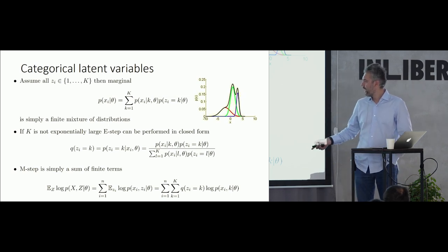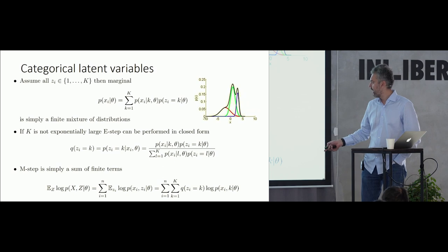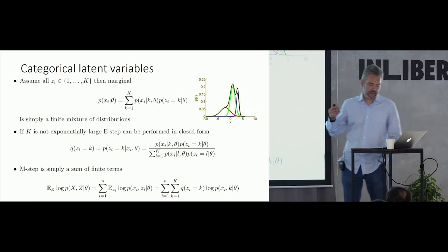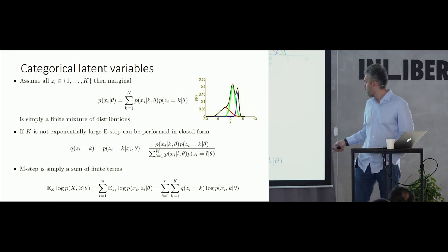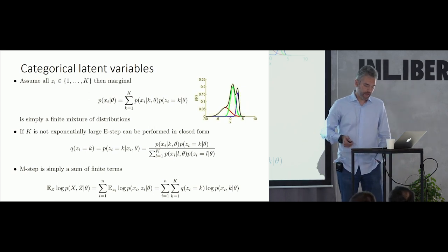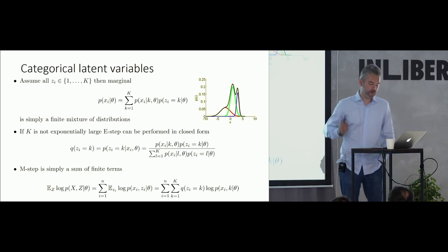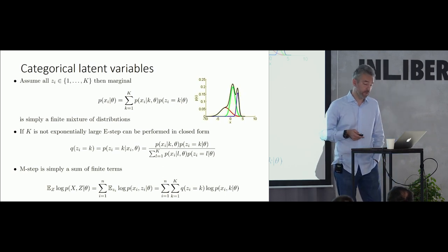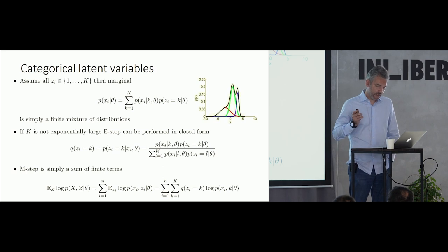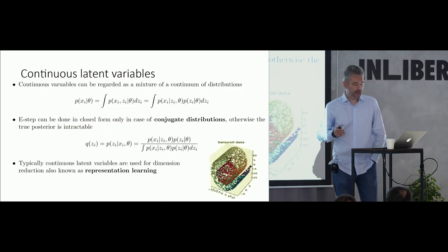As for the M step, we need to compute an expectation here. And again, since these are discrete variables, we can do it in closed form as simply a finite sum of log likelihoods of individual objects. So both quantities can be computed in closed form. And in many cases, we can also compute the maximum with respect to theta in closed form as well, just like in the case of a mixture of Gaussians. So this is nice.